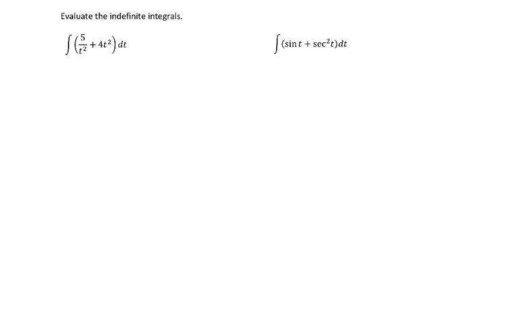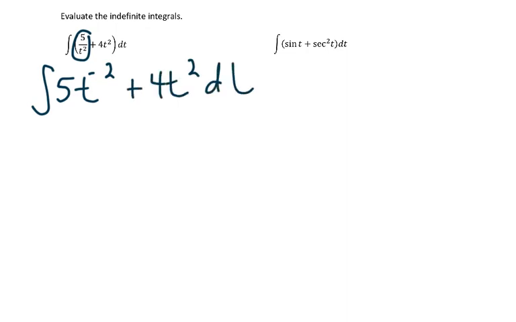Okay, hi everyone. Today we're going to be looking at how to evaluate indefinite integrals. So here are two examples that we're going to focus on. For the first one, we want to take the integral of 5 over t squared plus 4t squared. Really what you want to do is to try to rewrite everything in terms of exponents. The first thing I'd see is this 5 over t squared is really the same thing as 5t to the negative 2, and then 4t squared dt.